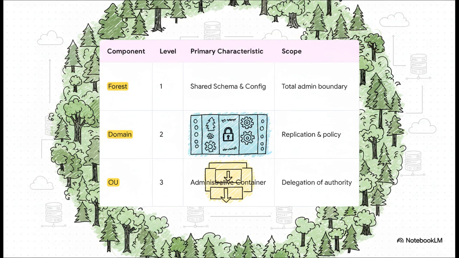So, this table really breaks it all down for us. You've got the forest at the top, that's the big picture. Then you've got the domain for your policies. And then the OU is where you get to delegate that day-to-day authority. And here's the most important thing to remember. This is all about logical organization. It has nothing to do with where your servers are physically plugged in.